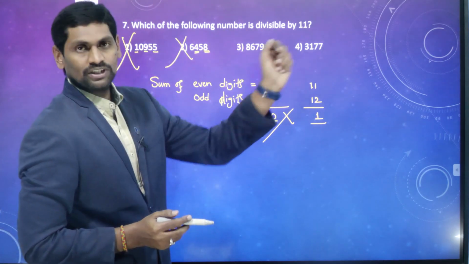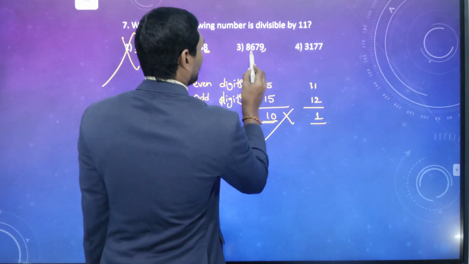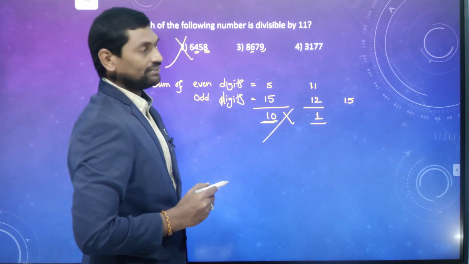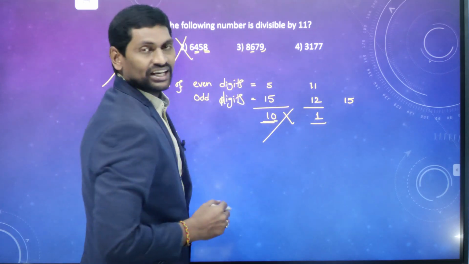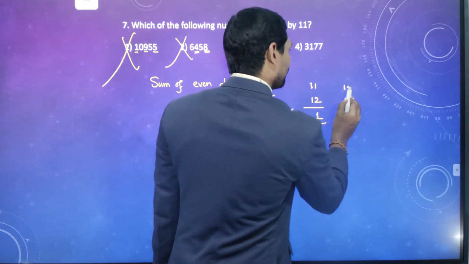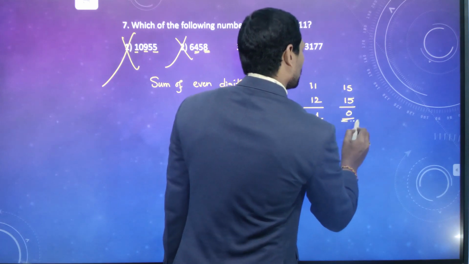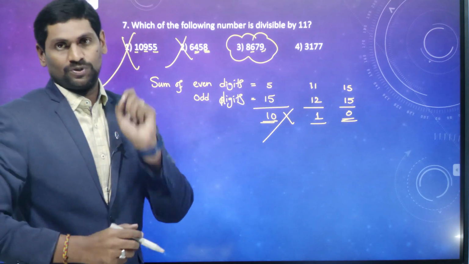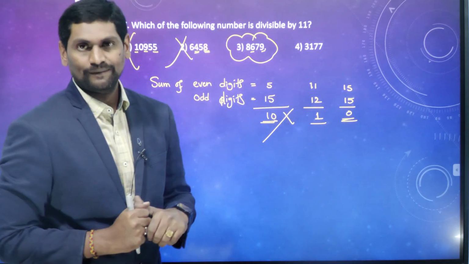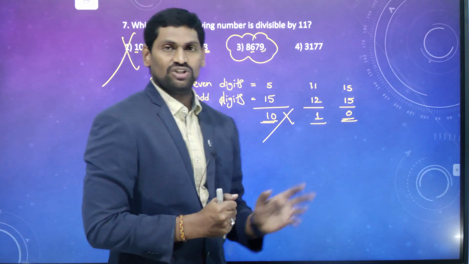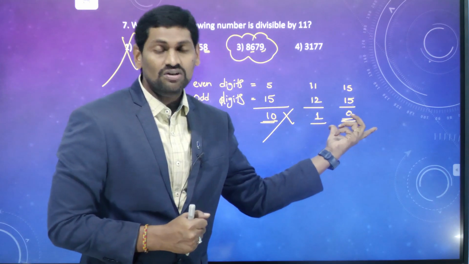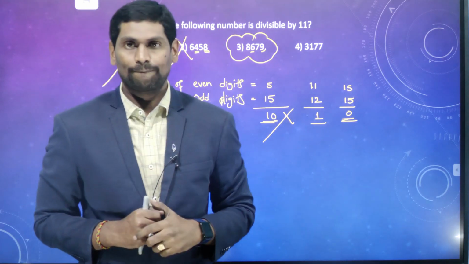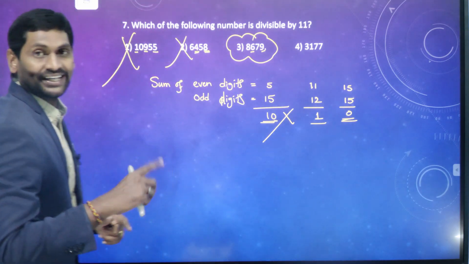Now let us go to option number 3. Odd places 9 and 6. 9 plus 6 is 15. And the even places 7 plus 8, 7 plus 8 also 15. 15 minus 15, 0. So that means option number 3 is incorrect option. Sorry. Option number 3 is correct. Okay. Because the difference is 0 or a multiple of 11. We got the zero, so we can decide that the given number is exactly divisible by 11. Okay. Move on to the next question.